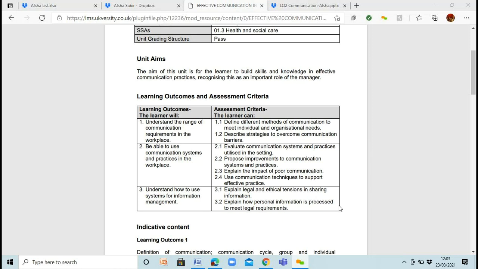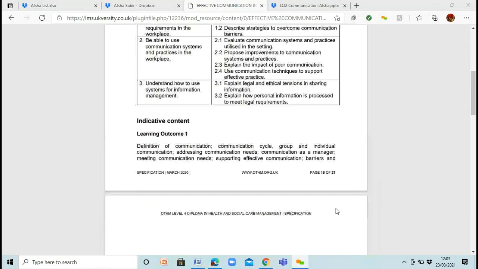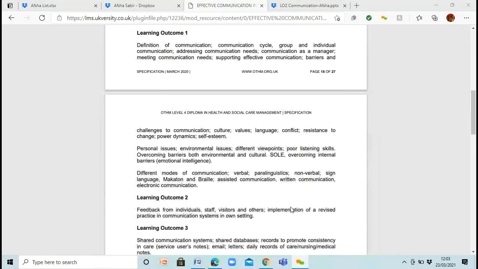2.2, propose improvements to communication systems and practices. 2.3, explain the impact of poor communication. And 2.4, use communication techniques to support effective practice. And again, everything that we're covering will be based off the indicative content, which we've got just here. So it'll just be what I'm highlighting now, plus more. So this is the loose basis of it.